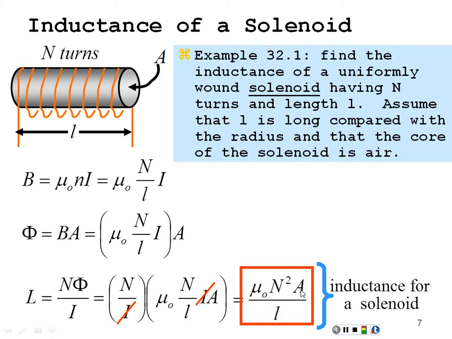One nice thing about this result is it is only dependent upon geometric factors of the solenoid. In other words, it's dependent upon how many turns you wound, the cross-sectional area of the solenoid, and the length of the solenoid. It's not dependent upon the current that you're applying or the flux that's going through there. You can make this thing with the number of turns and the area and the length, make it in a factory, and then put it into your circuit with an expressed value of inductance.